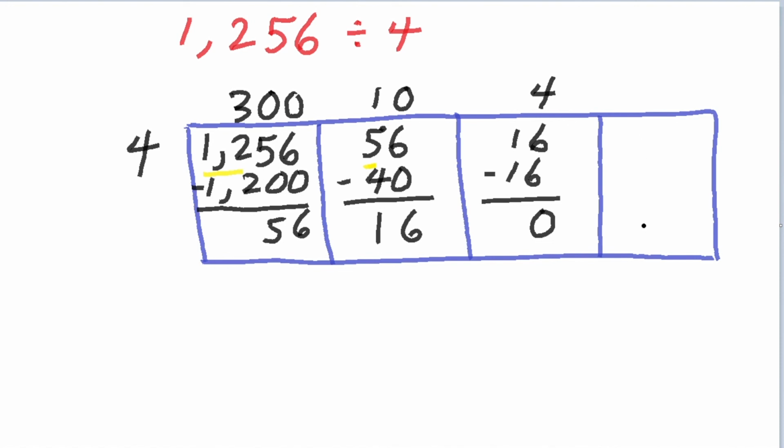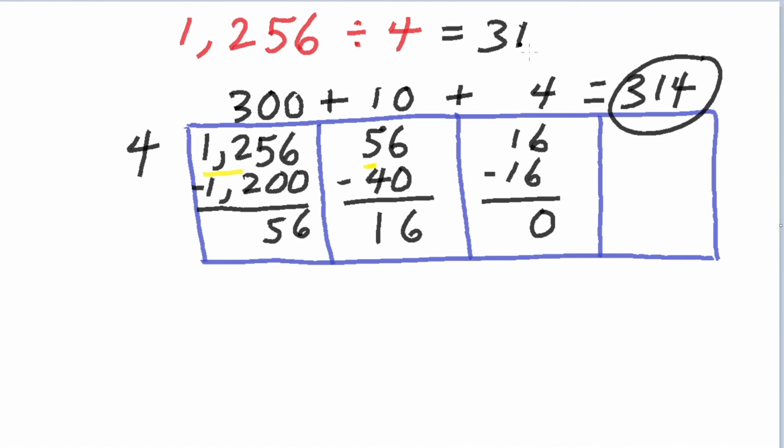So now, the actual answer is 300 plus 10 plus 4, which is 314. So 1,256 divided by 4 is equal to 314. And there you have it. That is the whole number division with rectangle and expanded notation.